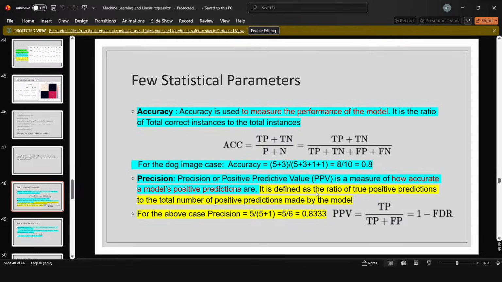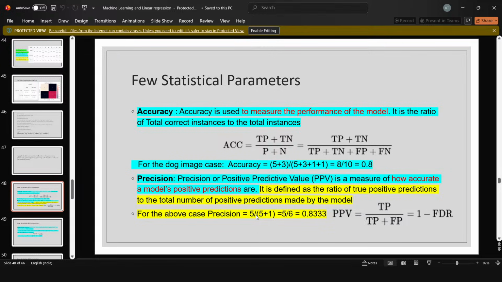The next one, precision. Precision is true positive divided by true positive plus false positive. Both terms in the denominator are positive predictions, true positive and false positive. It means how accurate your model's positive predictions are. When you predict something to be true, how many of the times it is actually true, and how many of the times it is false but you told it to be true. That is what this measures.